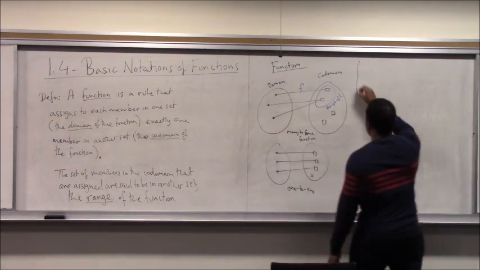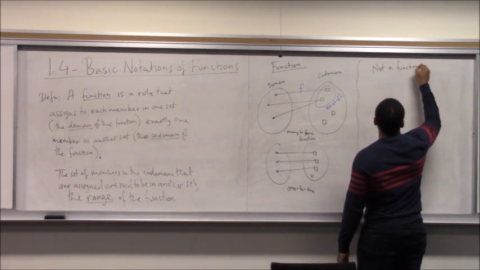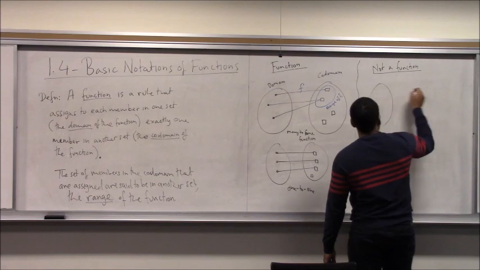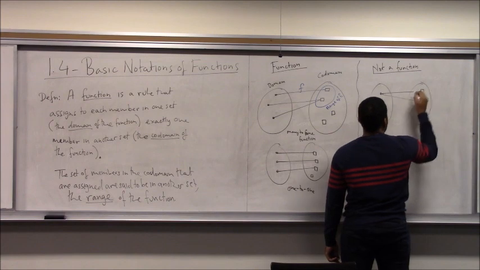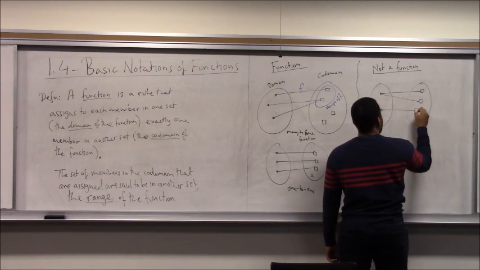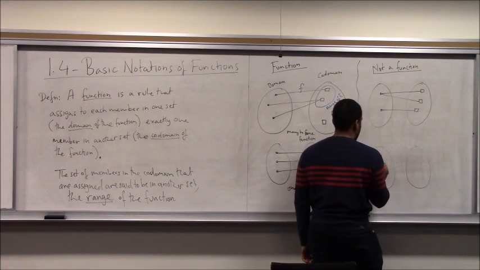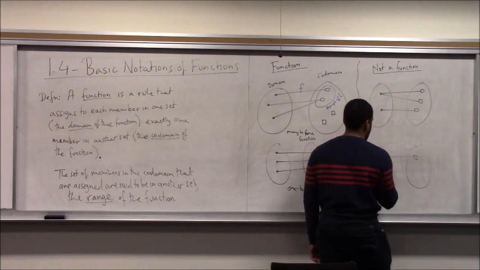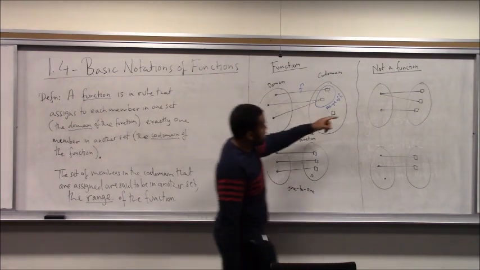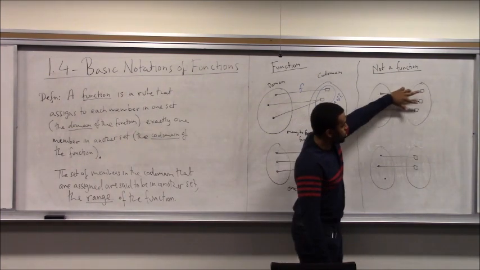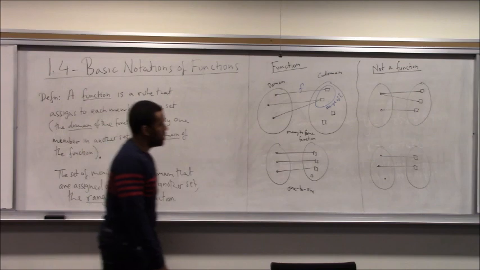You can have a situation that is not a function. A situation that does this, for example, is not a function. You can have one person connecting to two things. That's not a function. It's also not a function to have something like this happening. These are not functions. So this one is not a function because here you have one thing in the domain being connected to two things in the codomain, where the definition requires exactly one connection.